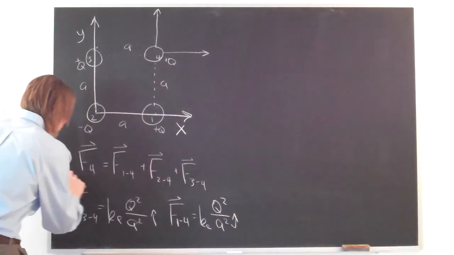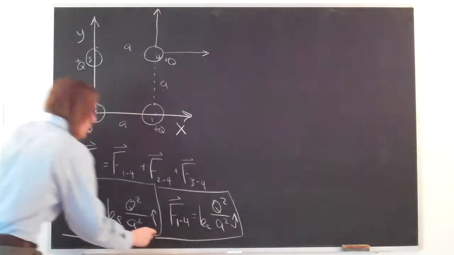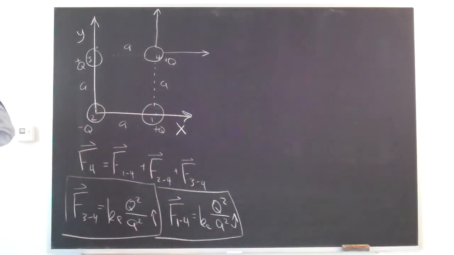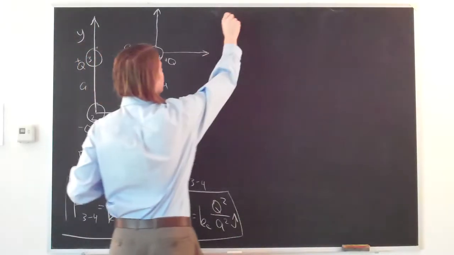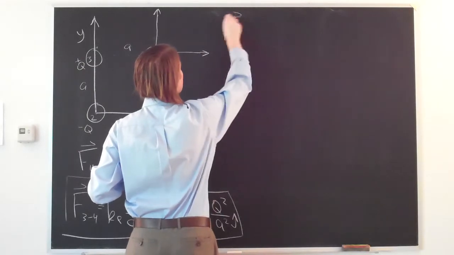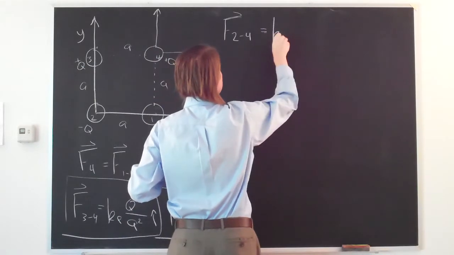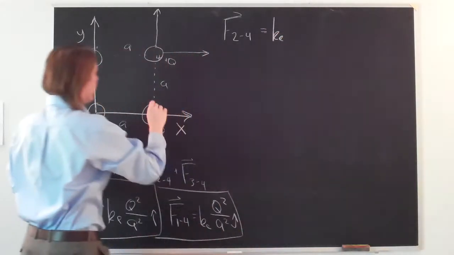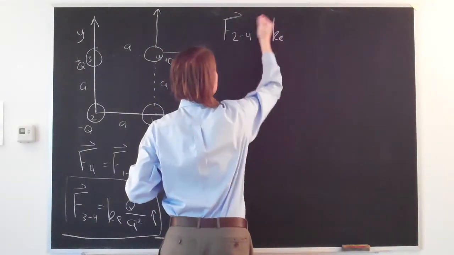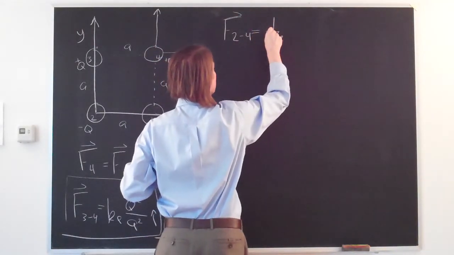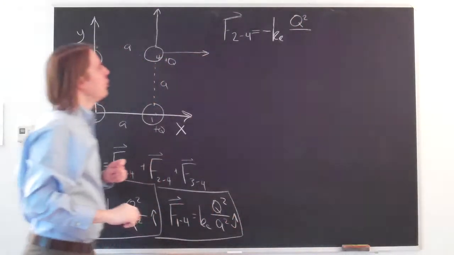Okay, so we have 2 of our forces already. We have F3,4, and we have F1,4. Now we have to get the one that's slightly harder, F2,4. Okay, so it's going to be Ke, we know that. The product of the charges is minus q times q, so it's actually going to be minus. So there's your minus sign, and there's your q squared, over the separation squared.